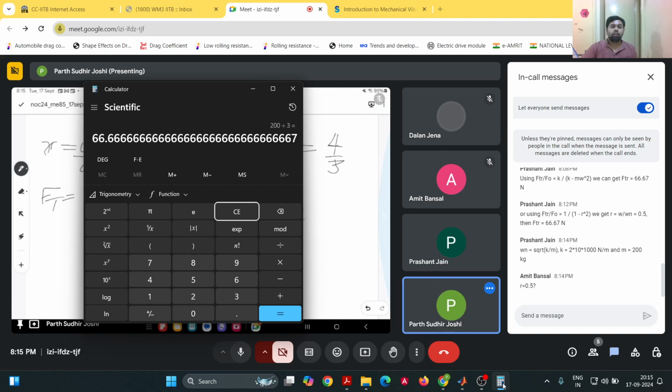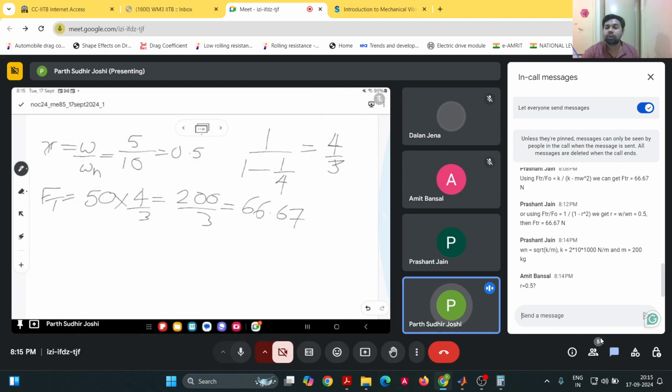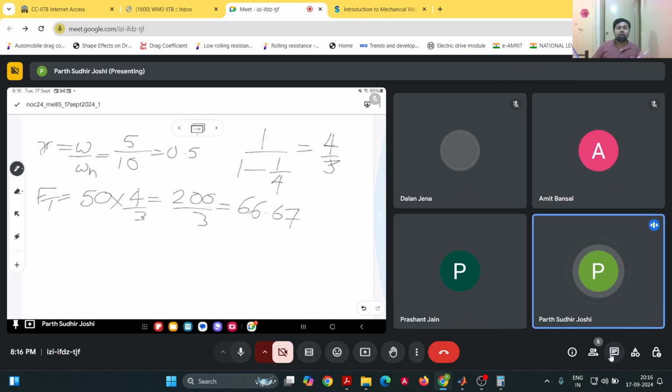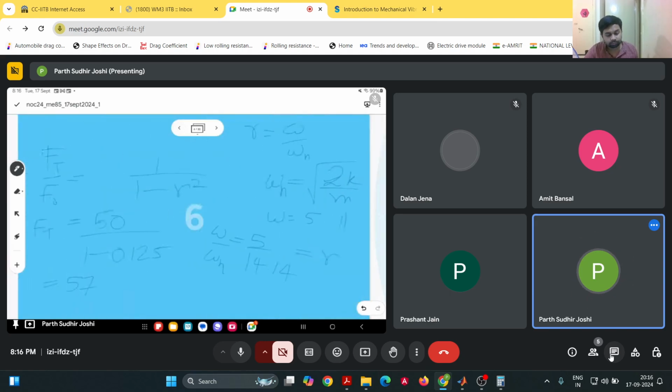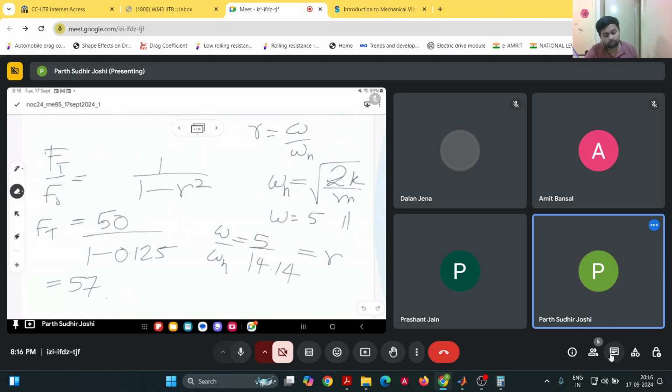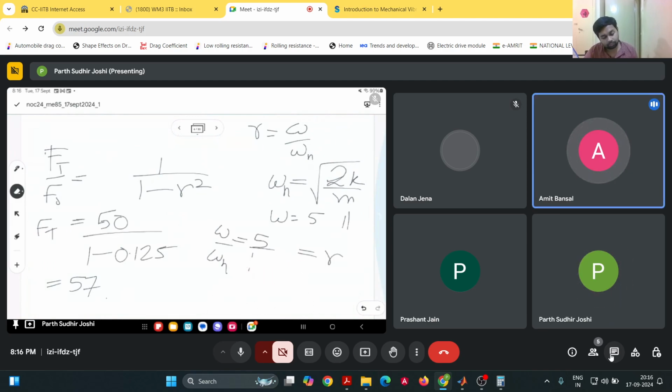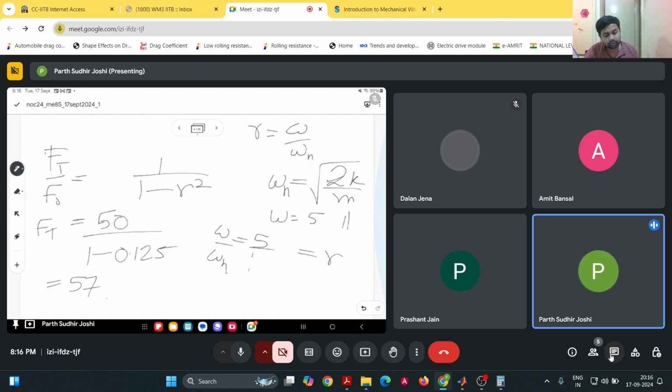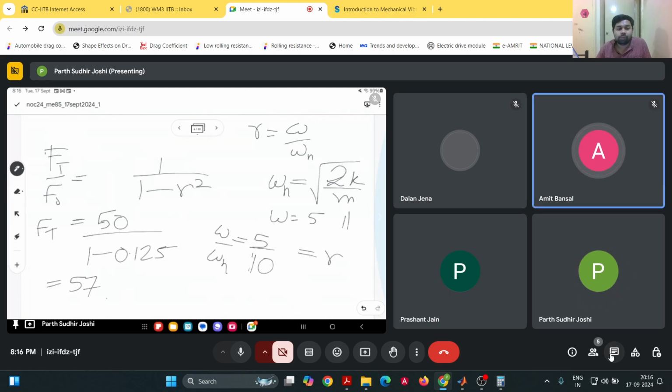So omega n is 14. That is not correct actually, it should be 10. Sir, what is the value of k here, sir? K is 10 kilonewton per meter, and because there are two springs in parallel, it becomes 2k by m. So it's not 14 actually, it's 10. Okay, sir.